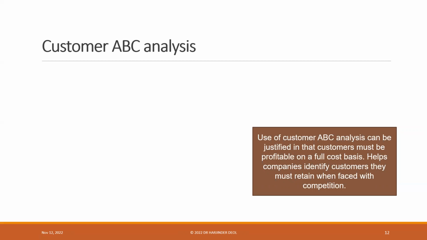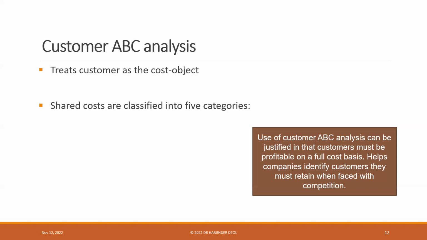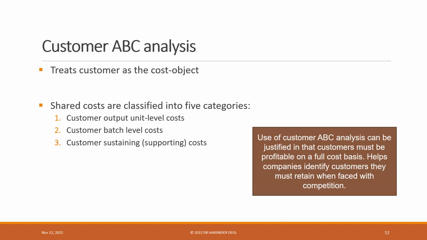So when performing customer ABC analysis, we treat the customer as the cost object. And the costs relating to that customer are then classified into 5 categories: the customer output unit level costs, the customer batch level costs, customer sustaining or supporting costs, costs related to distribution channel, and corporate sustaining costs.